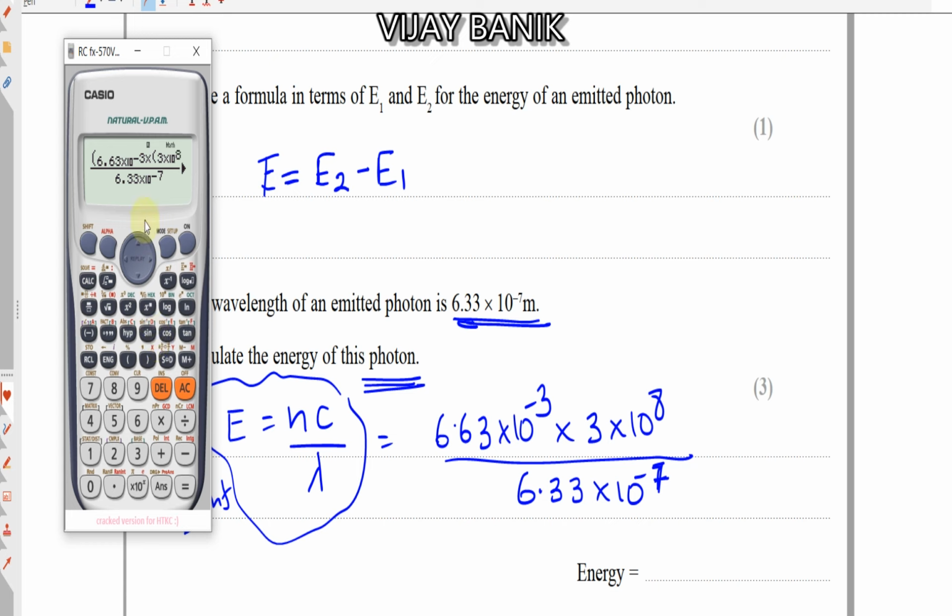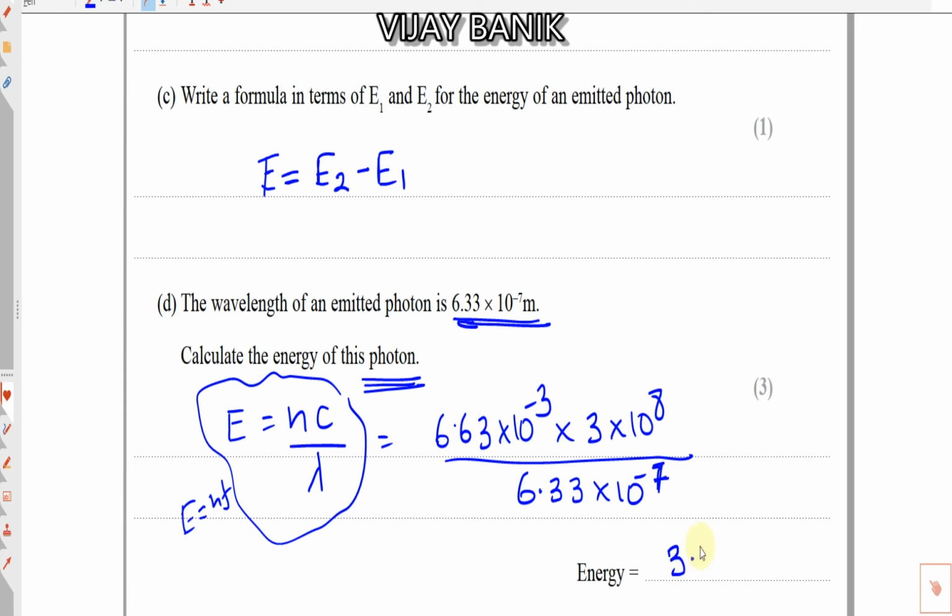Let me just see how I can fix this. You know what? Let me not give this bracket itself. Here I made the full mistake. Into 3 into 10 to the 8. So it's 3.14. Energy of the photon is 3.14 times 10 raised to 12 joules. I hope that is correct. I think it's a lot.